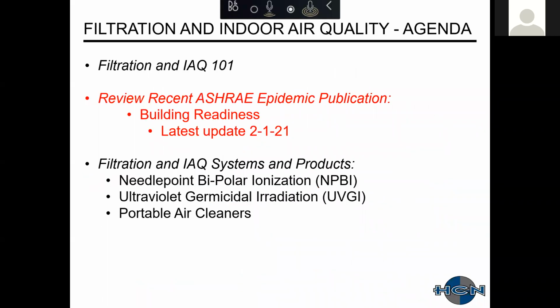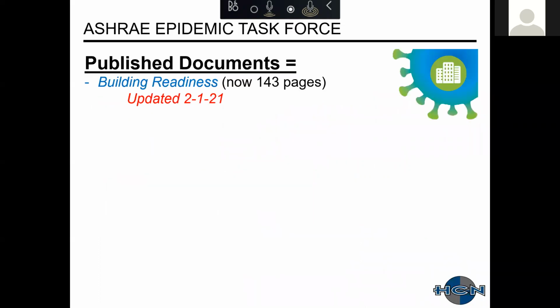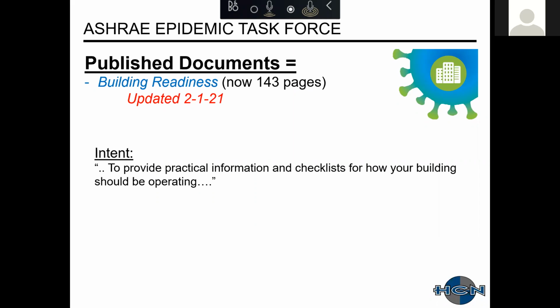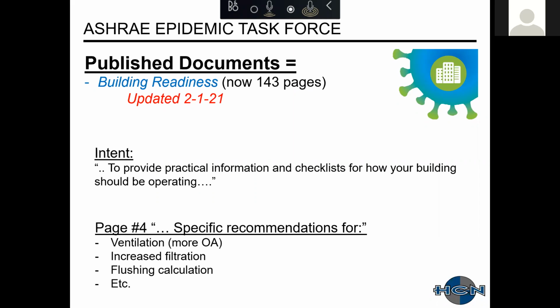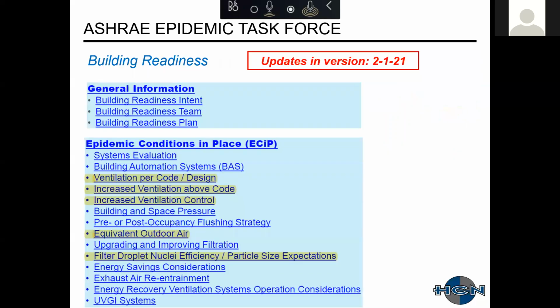Okay, next let's review the ASHRAE epidemic publication for building readiness. This originally came out last year. It's been updated a few times. The last update occurred at the beginning of February, so now it's up to 143 pages. The intent is to provide practical information for how your building should be operated. And then they have specific recommendations for ventilation, increased filtration, as well as flushing calculations, et cetera.